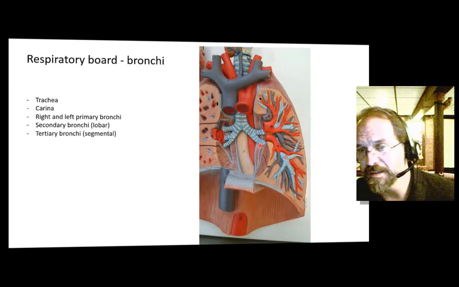We get to these initial branches on the left. Those are the lobar or secondary bronchi. And here are the secondary bronchi on the right, 1, 2, and 3. Then when we get up to this area, these are the tertiary bronchi, called segmental bronchi, of which there are about 8.